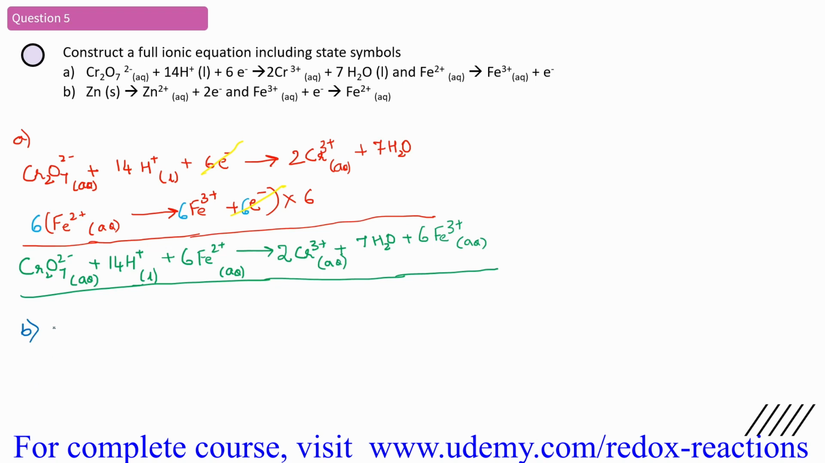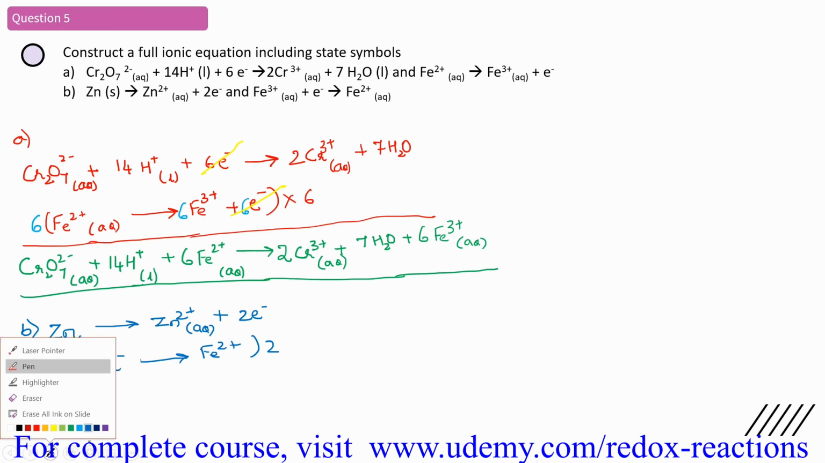The second one is where we have zinc in its solid state giving rise to Zn²⁺ in the aqueous condition and 2 electrons. And the second equation is where we have Fe³⁺ taking up 1 electron to give us Fe²⁺. Looking at both the reactions and trying to balance the electrons from these two equations, we need to multiply the second equation with 2. So this becomes 2Fe³⁺ plus 2 electrons giving rise to 2Fe²⁺.